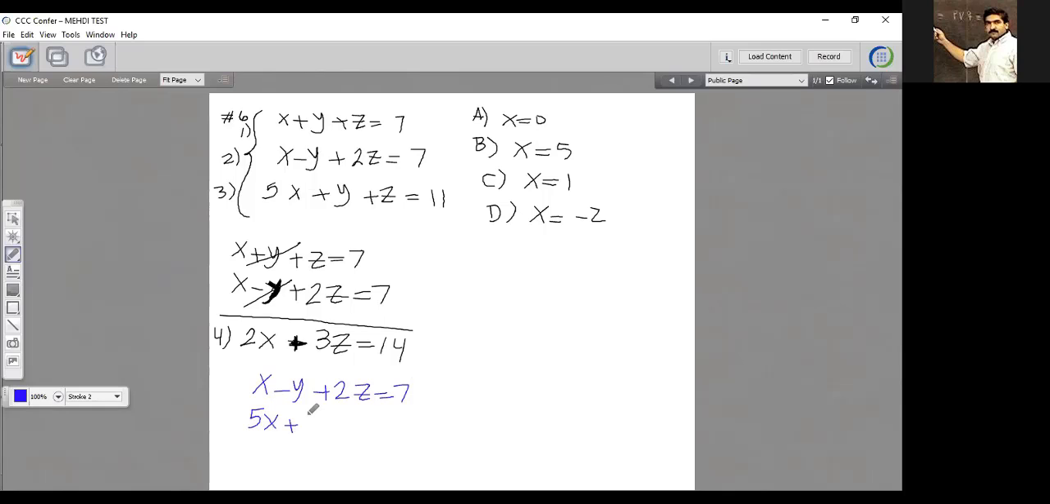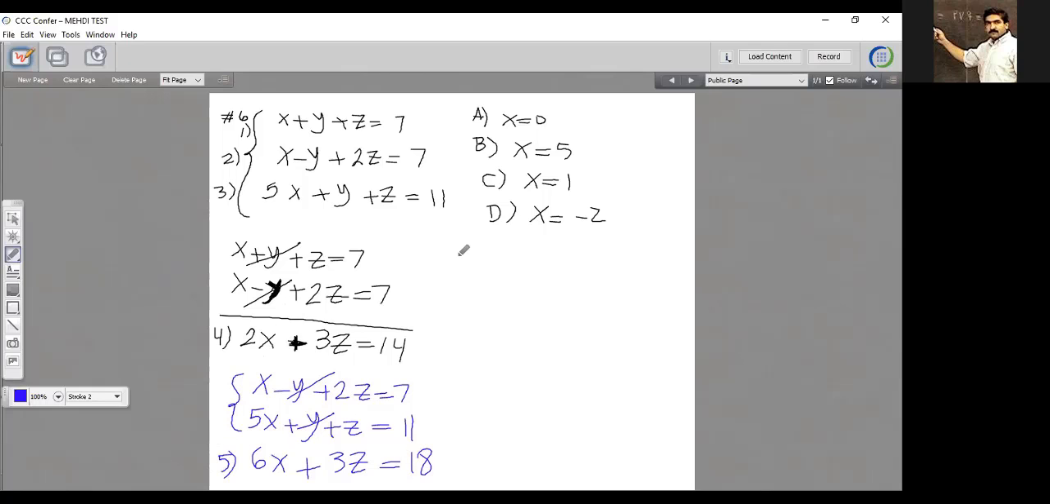Again, you can pick these in any order you like, or you can make a rule of thumb: pick the first 2 and the last 2, and eliminate the same variable. So in this case it would be eliminating y again. I have no choice but to eliminate y because I want to keep the same variables x and z. So here I get 1x and 5x, that gives me 6x, plus 2z plus 1 would be 3z, is equal to, I have 11 plus 7, which would be 18. So let's call this equation number 5.